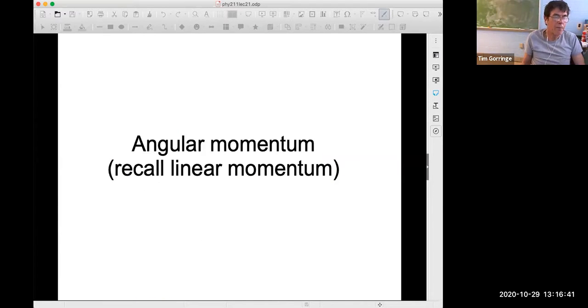So that's rotational kinetic energy. And now, in the last half an hour, I want to turn to angular momentum. I want to introduce angular momentum by recalling linear momentum, and then we're going to look at an angular momentum problem or two.